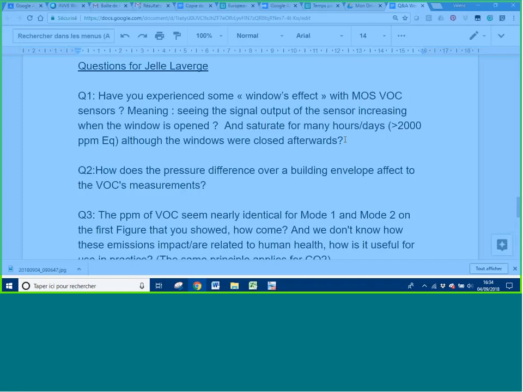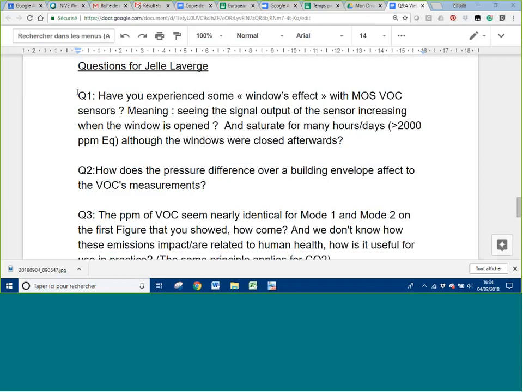Okay. So have you experienced some windows effect with the MOS VOC sensors, meaning seeing the signal output of the sensor increasing when the window is open and saturate for many hours per day to over 2,000 ppm equivalent? Also, the windows were closed afterwards?